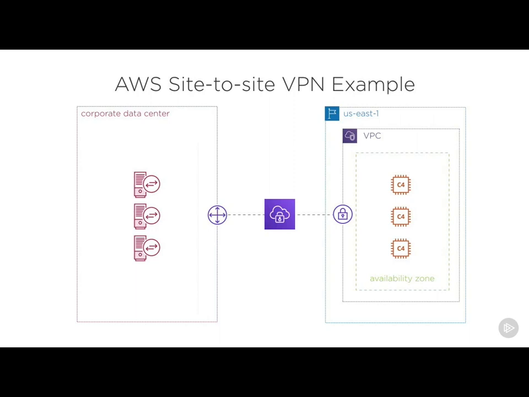Now you may be asking, how is this different from AWS Direct Connect? And that's a great question. With AWS Direct Connect, you have a direct connection to the AWS global infrastructure that doesn't have to go over the public internet. However, when you're using AWS VPN, that traffic does go over the internet. It is just encrypted the entire way.